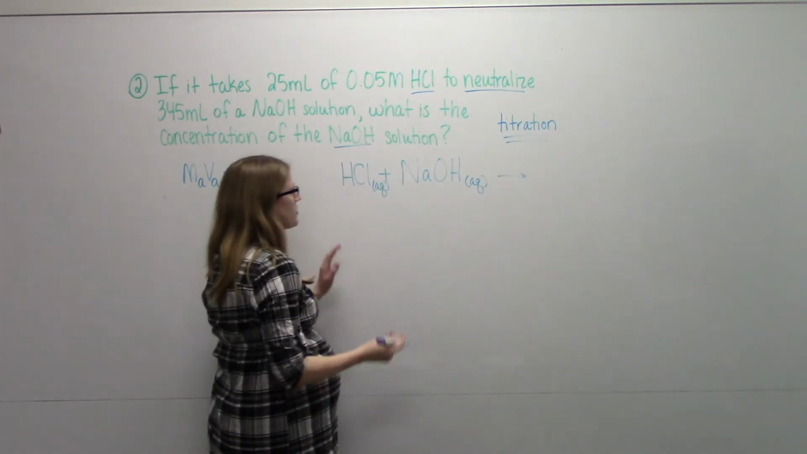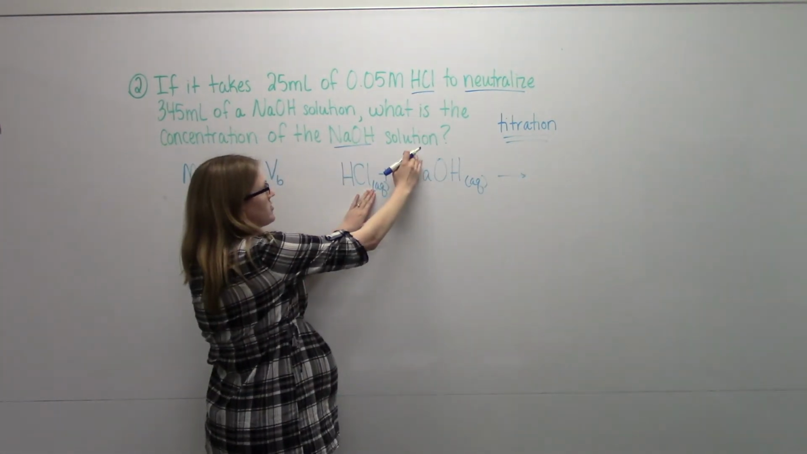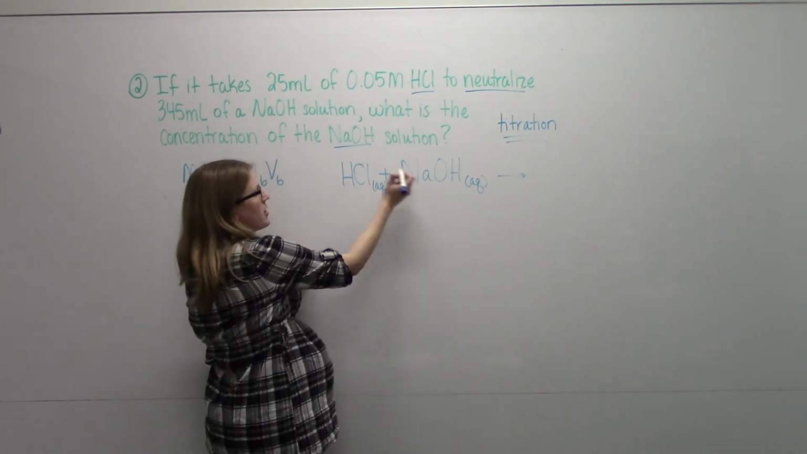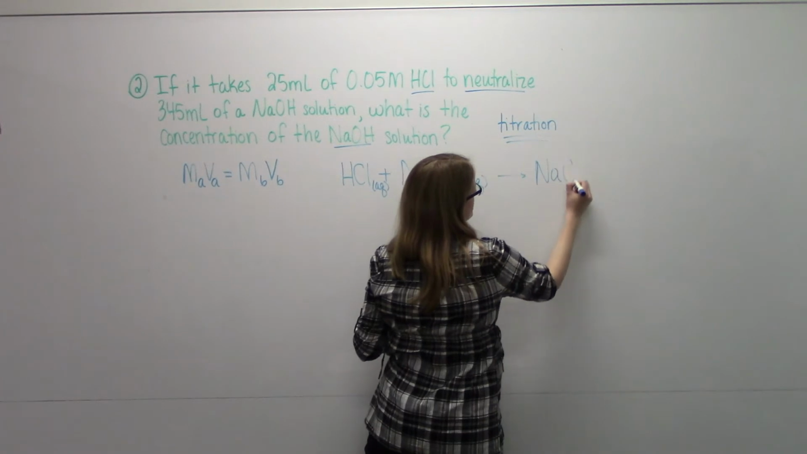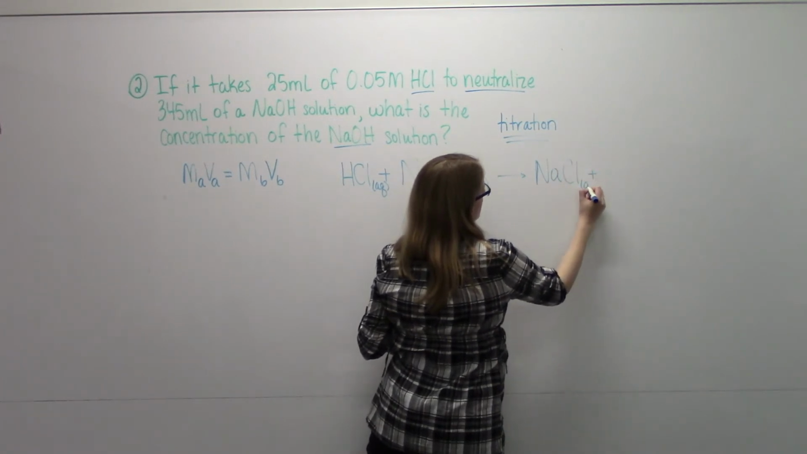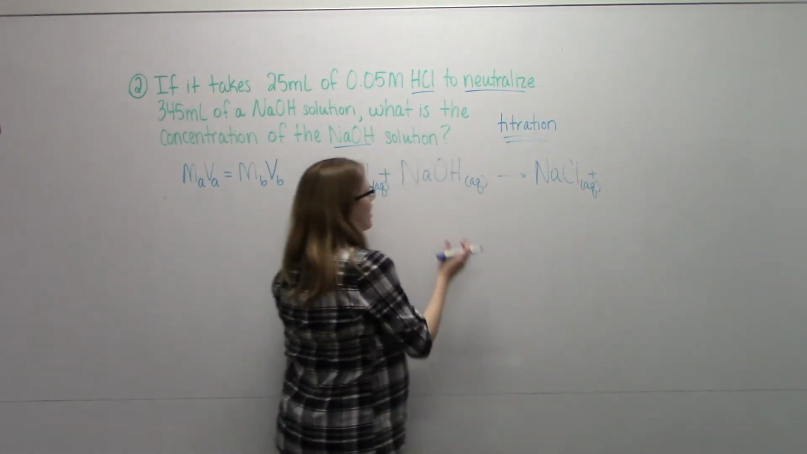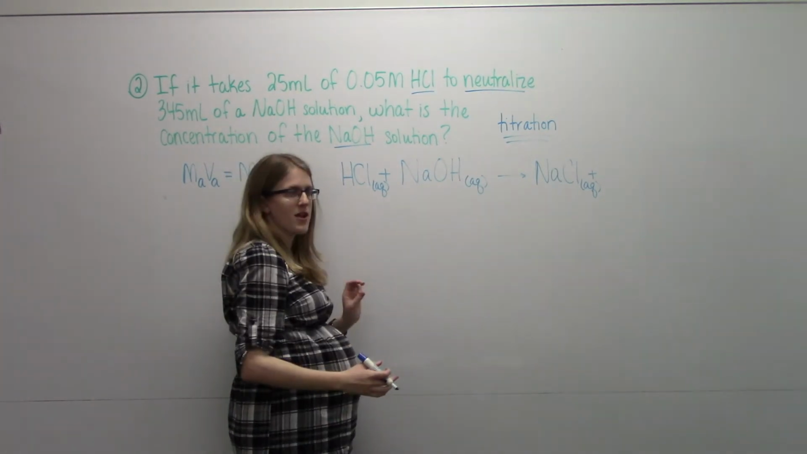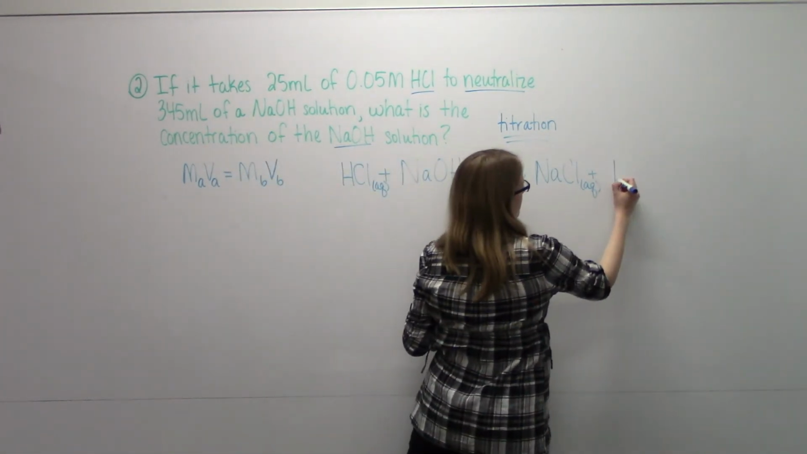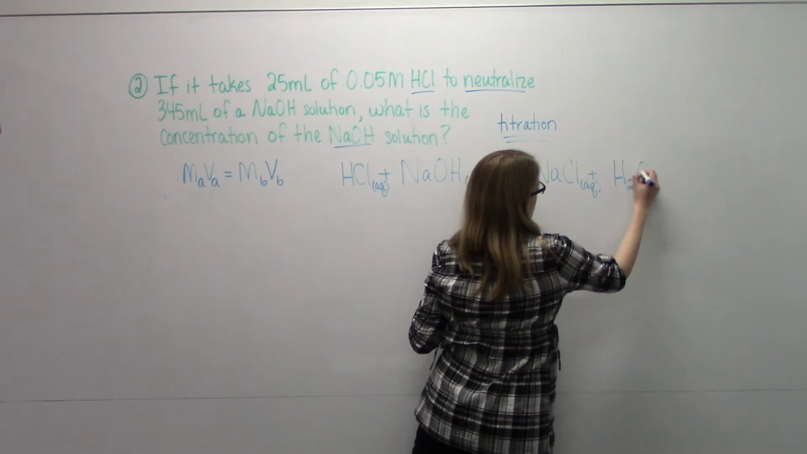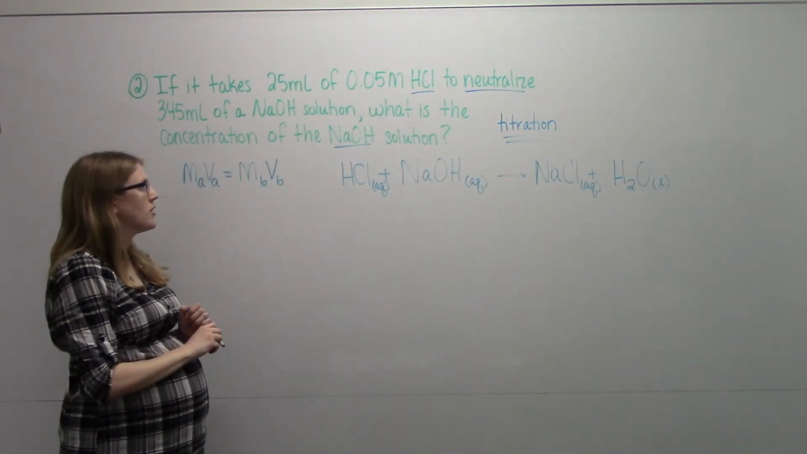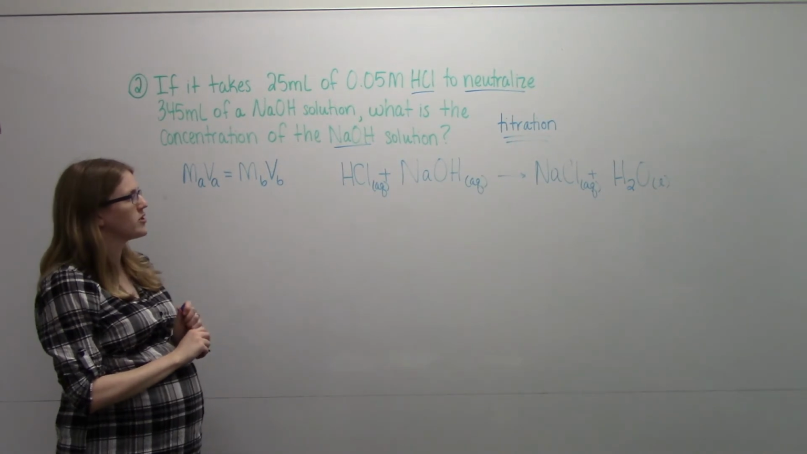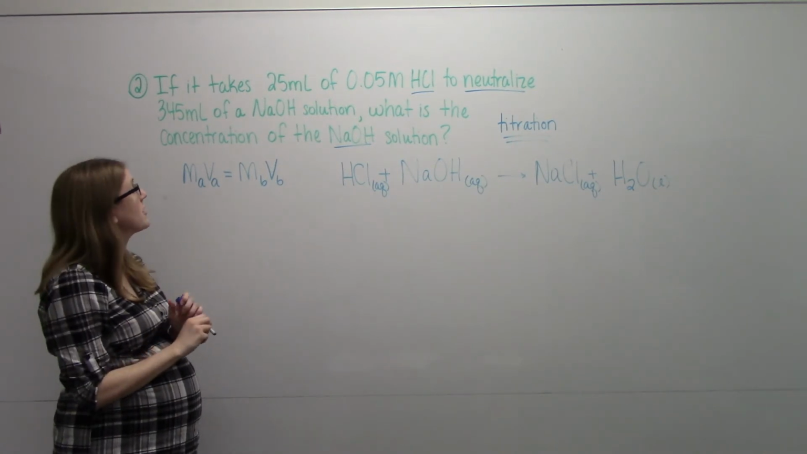yields salt. We're going to swap partners. So sodium is now going to be with chloride, +1 -1. So NaCl plus water, because we are left with OH and H. HOH is just water. So now we have our balanced chemical equation. Now it's just a plug and chug.